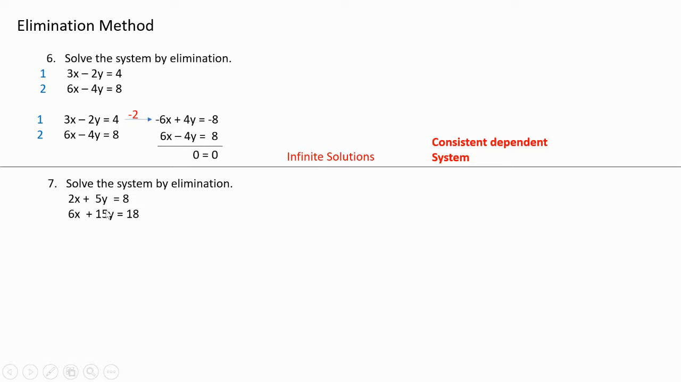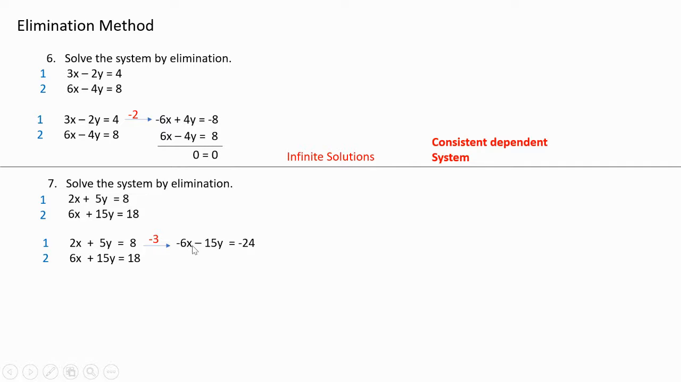Okay, now number 7 is going to be an example of no solution, because we're going to get something like a number, like 0 equals another number, which is not true. This is an example going back, I believe, to the third slide when you had those graphs of two parallel lines. But let me do the work here. So I'm going to get rid of the x's again. So I'm going to multiply equation 1 by negative 3.